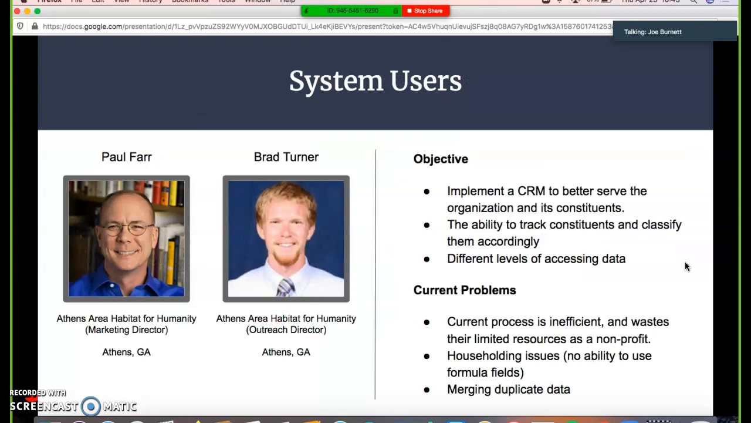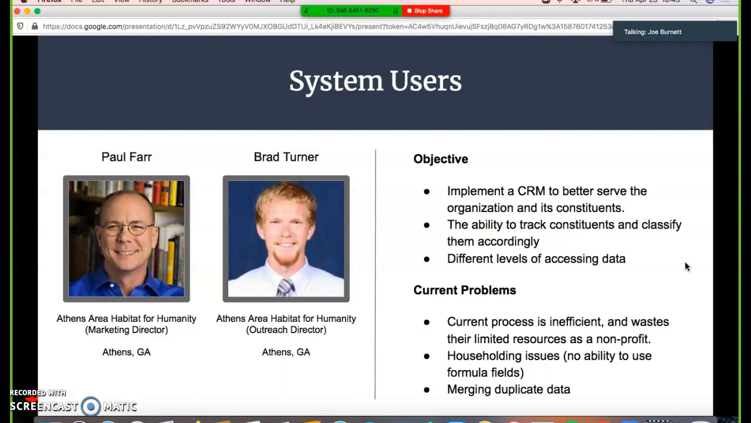Now I will talk about the system users. The two users of the system that we interviewed during our class are Paul Farr, the marketing director, and Brad Turner, the outreach director. They carefully laid out the existing problems they had and a general idea of what our objective would be. Habitat needs a CRM to better serve the organization and their donors. They also want the ability to closely track constituents and classify them appropriately.